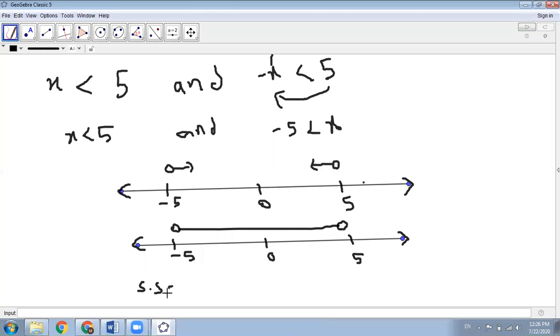Now we have to write a solution set of this. For the solution set, we can write x such that x belongs to R and x is greater than minus 5 and less than 5. That is the way to solve case 1 when an absolute value is less than a positive number. We can now show you another example of it.